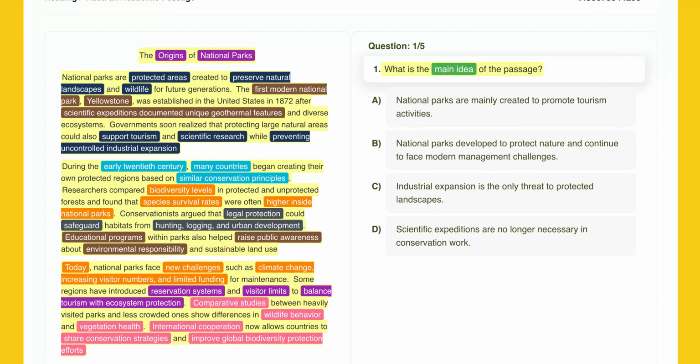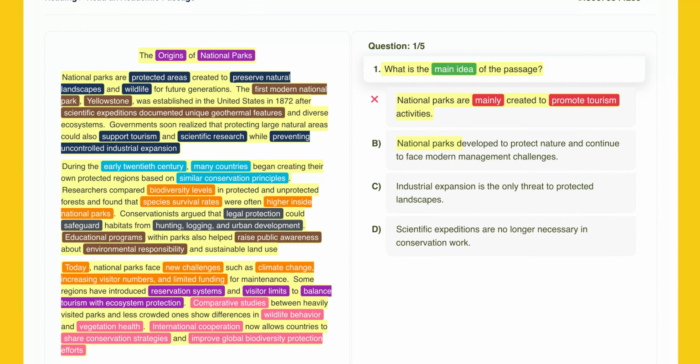Let's take a closer look at option A. National parks are mainly created to promote tourism activities. This option claims the parks were created mainly to promote tourism. While the text mentions in sentence 3 of paragraph 1 that protecting areas could support tourism, the primary goal stated in the first sentence is to preserve natural landscapes. Tourism is a secondary benefit, not the main reason. Therefore, this is incorrect.